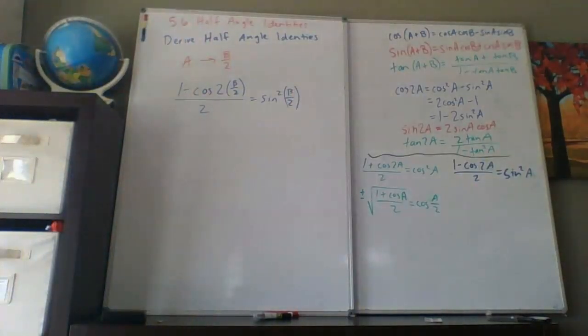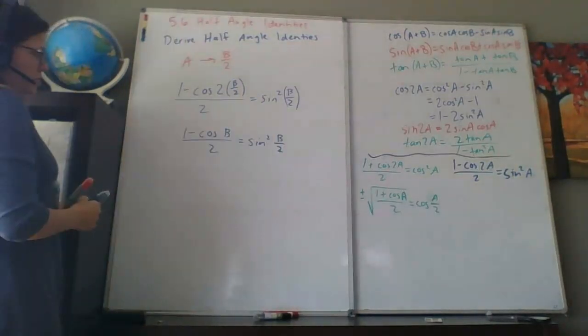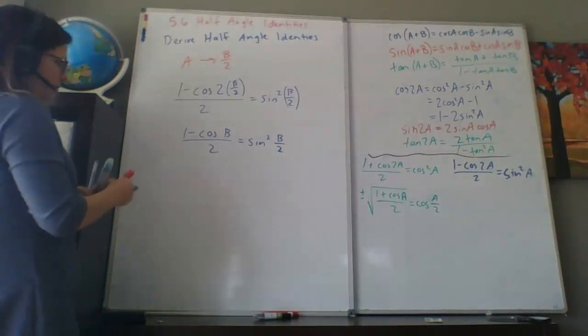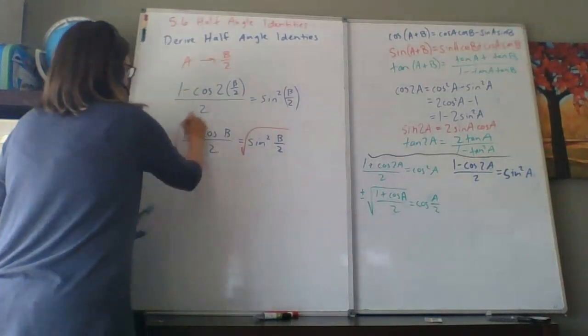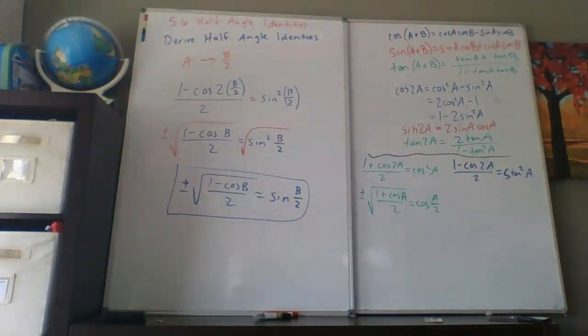Now let's do the same for the power-reducing identity of sine. So we get 1 minus cosine of 2 times b over 2, all over 2, equals sine squared of b over 2. Again, we simplify the 2 times b over 2. 1 minus cosine b over 2 equals sine squared b over 2. Square root both sides. Don't forget the plus or minus. So our half-angle identity for sine is sine of b over 2 equals plus or minus the square root of 1 minus cosine b all over 2.